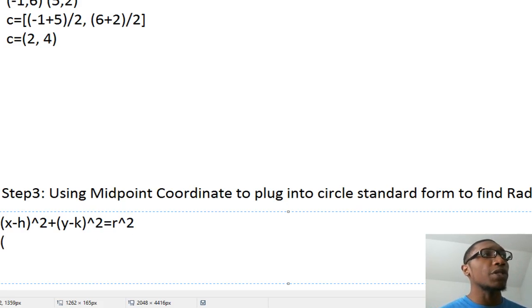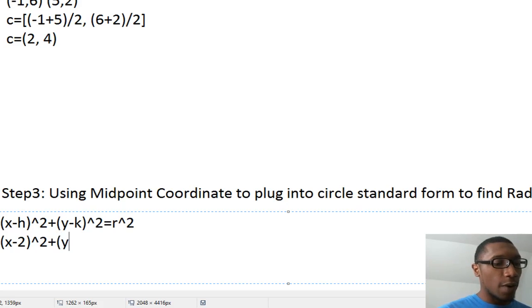So the first thing I'm going to do is plug in our midpoint. So we've got x minus 2. Again, the midpoint is in the form h, k. So our h is our x coordinate, squared, plus y minus our k coordinate, which would be the y, 4, squared equals r squared, okay?